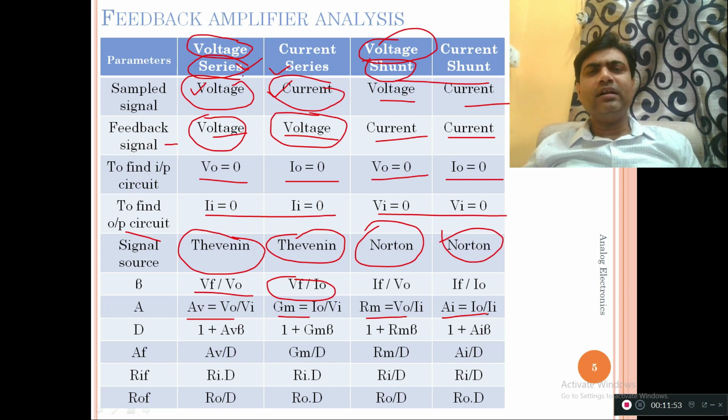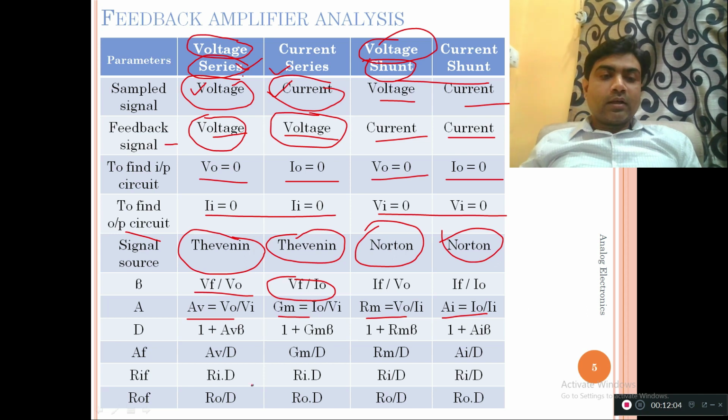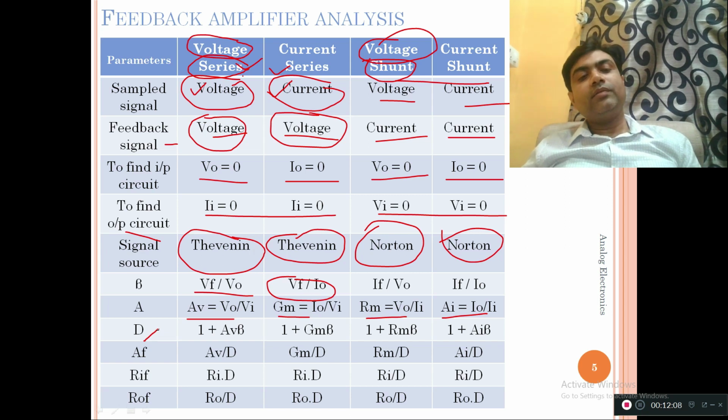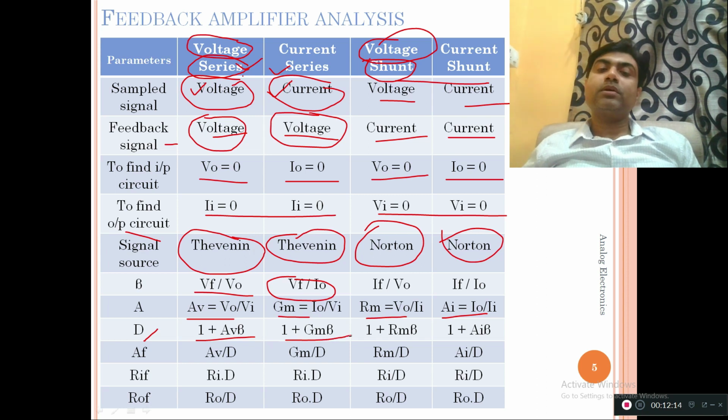and this we have studied in detail in lecture number 1, lecture number 2, and the corresponding lectures of all these configurations. So you can go back and see how we can define this. Now similarly, we have also defined the value of D, the desensitivity. If it is voltage series, it is 1 plus AV beta. If it is current series, it is 1 plus GM beta. If it is voltage shunt, it is 1 plus RM beta. And if it is current shunt, it is 1 plus AI beta.